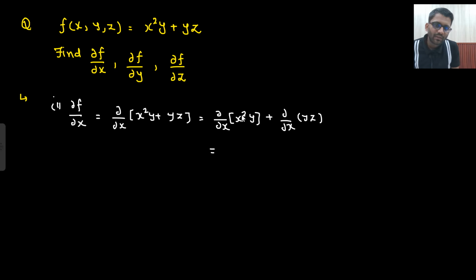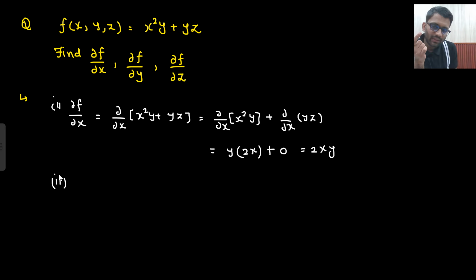What do we mean by partial differentiation? It is done with respect to one variable, and the other variables are taken as constants. So y will be taken as constant. The differentiation of x square is 2x, and in the second term there is no x, so that will be 0. So the answer will be 2xy, right?